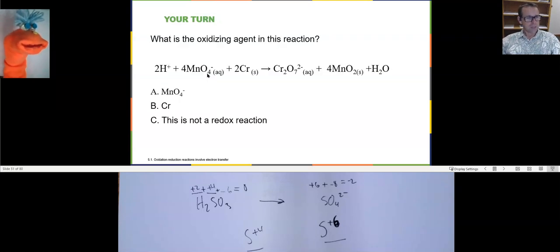Okay, here's another scenario. What's the oxidizing agent in this reaction here? Well, I can see chromium was oxidized. Very good. Chromium was oxidized. It went from 0 to a plus, what is it here? Let's see, -4, -12, +6. Is that right?